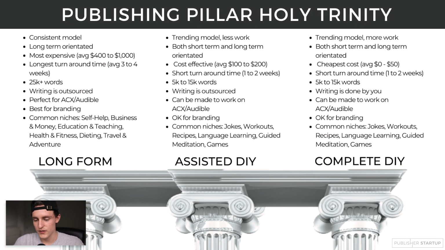So I went ahead and made a visual here, as you can see on the screen, and I'll link a download below this video so you can download this if you want it saved. You can look at it more often. But you can see we got the 3 publishing pillars there, and you got long form on the left, assisted DIY in the middle, and complete DIY on the right. And you can see above them, I have all of the listed points that we just covered. So I'm not going to go over all those again. If you want a direct visual with everything in one place, then this is the perfect diagram for you. So I'll leave that as a download in the description down below, and you can check that out after the video.